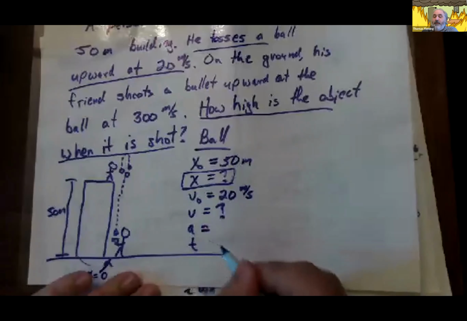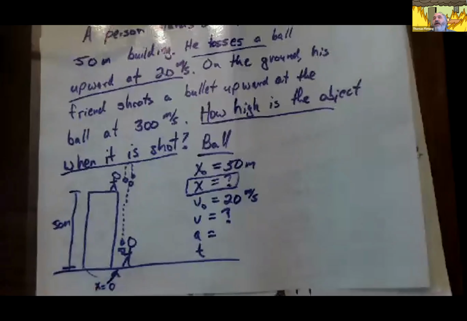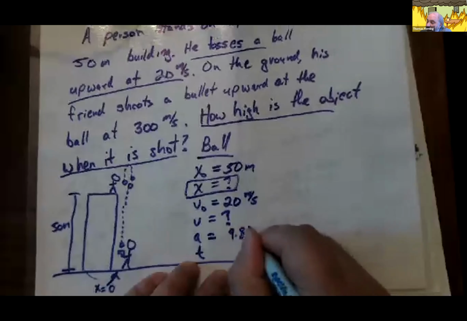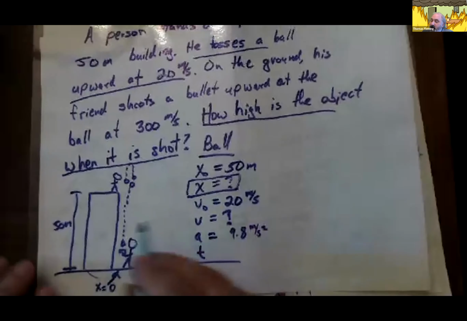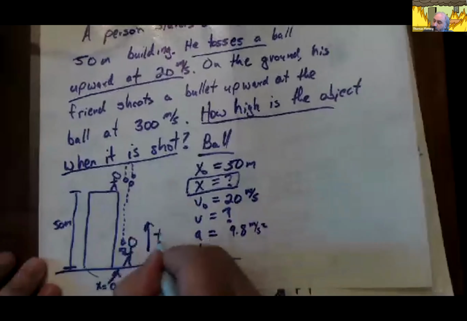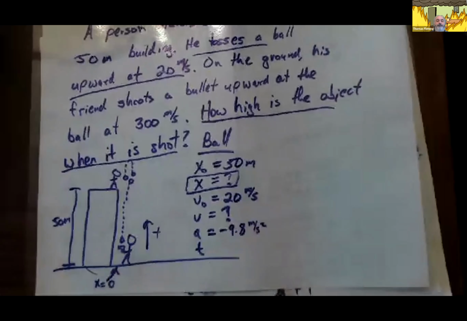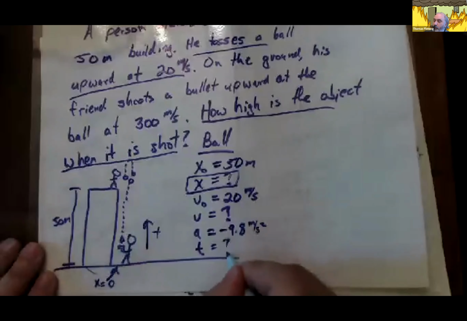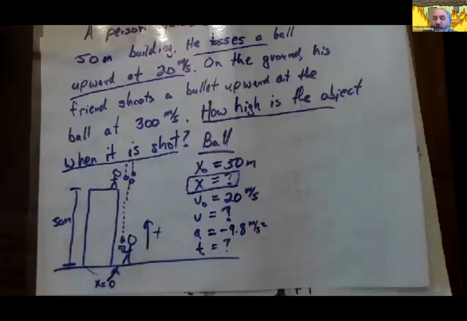What about the acceleration of the ball? What is the acceleration of that ball? Would it be 9.8 again? It would be 9.8, except if this is x equals 0 and this is x equals 50, the positive direction is upward, so I'm slapping a minus sign on it. And then t is however long it takes for the ball to get to there, which we don't know. So in that inventory, there are 3 things I don't know: the final position, the final velocity, and the time.